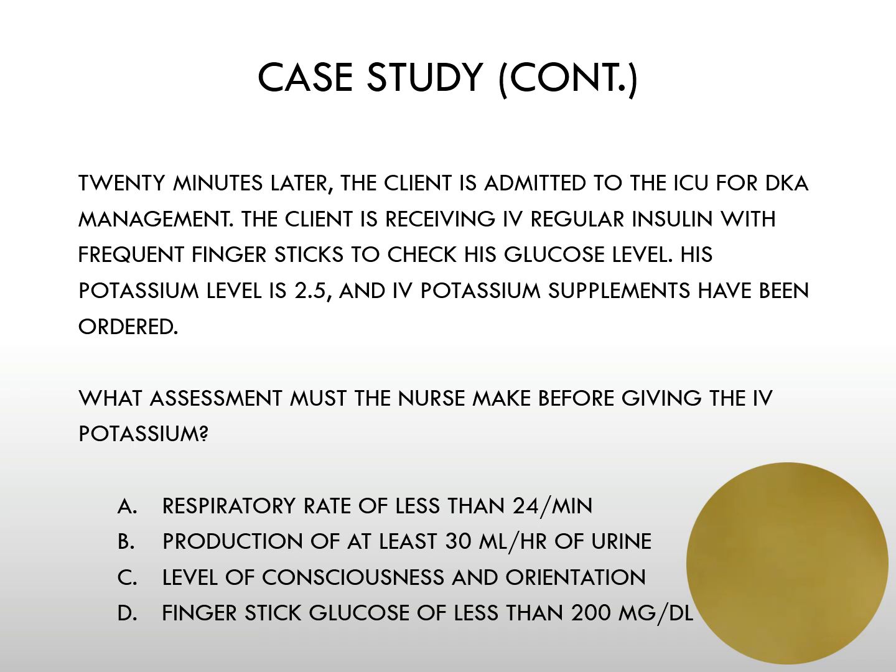The correct answer is B. Hypokalemia is a common cause of death in the treatment of DKA, but before giving IV potassium, it's important to make sure the patient produces at least 30 mLs per hour of urine.